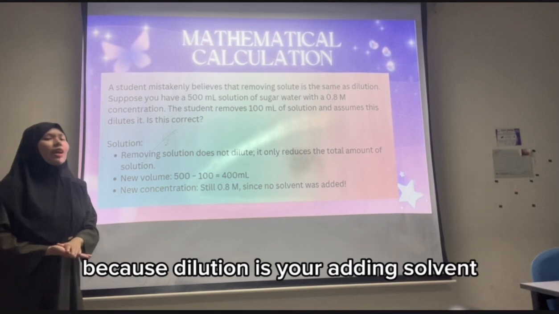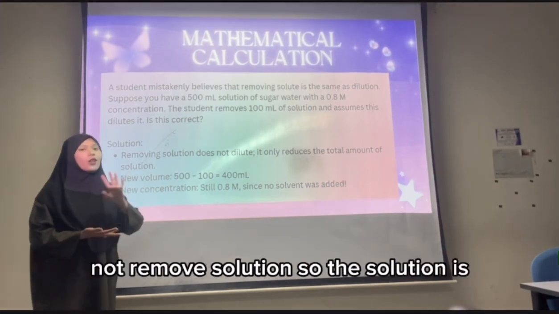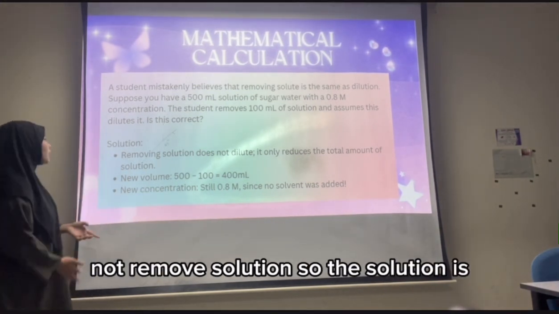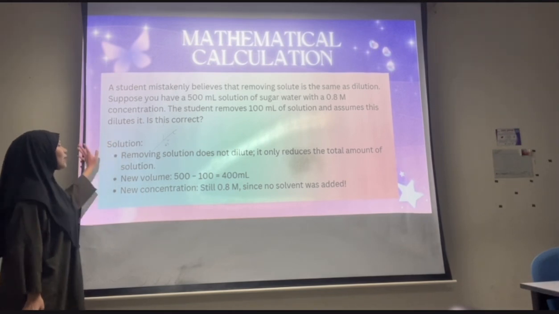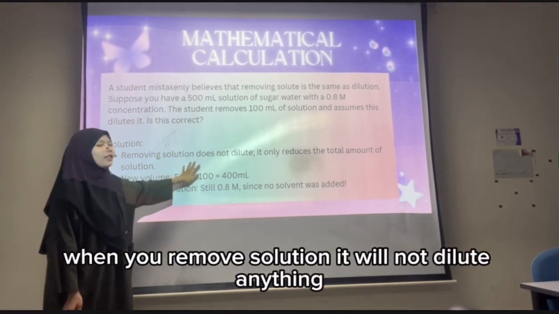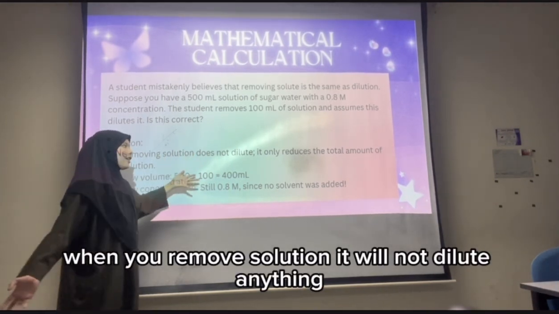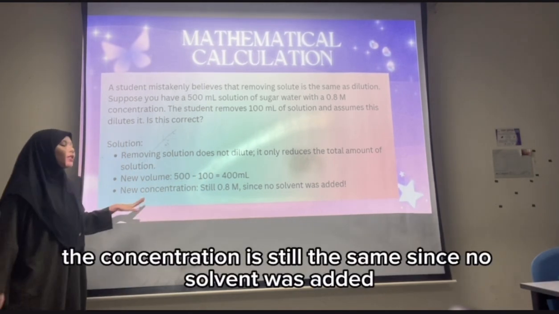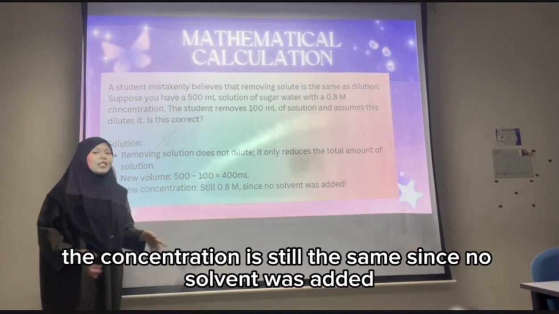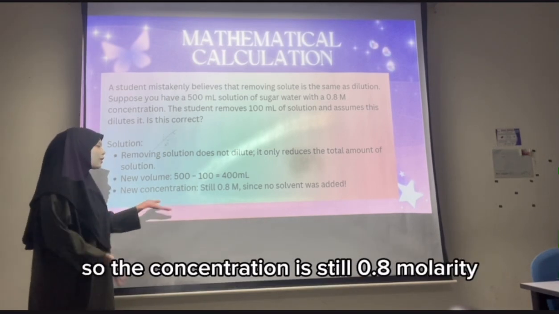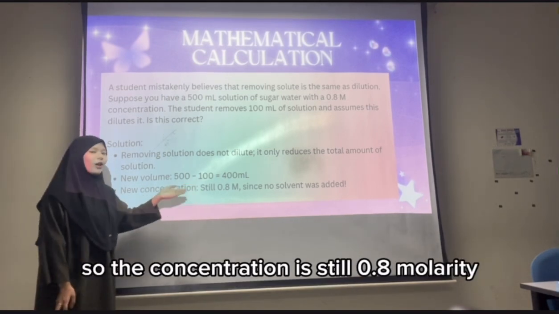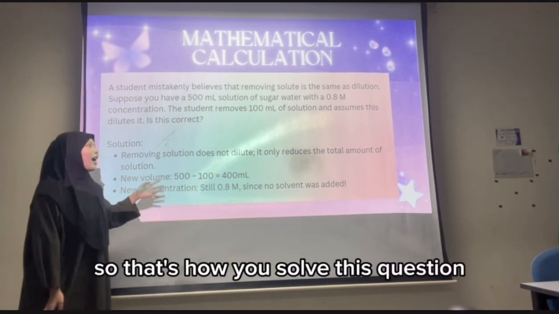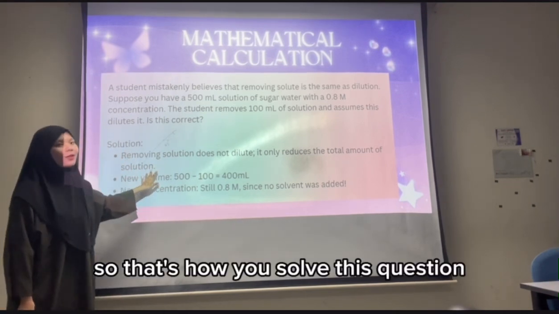From our earlier understanding of dilution, the student's action of removing 100 ml is actually not dilution, because dilution is you adding solvent, not removing solution. So when you remove solution, it will not dilute anything. It only reduces the total amount of solution. The concentration is still the same. Since no solvent was added, the concentration is still 0.8 molarity. So that's how you solve this question.